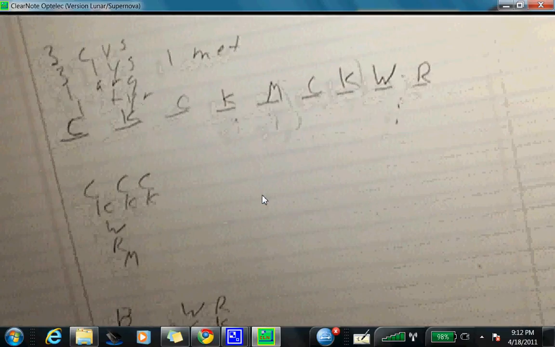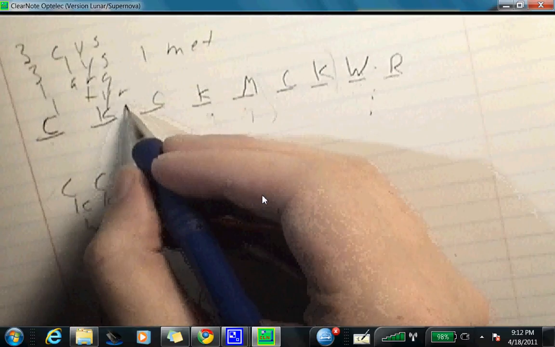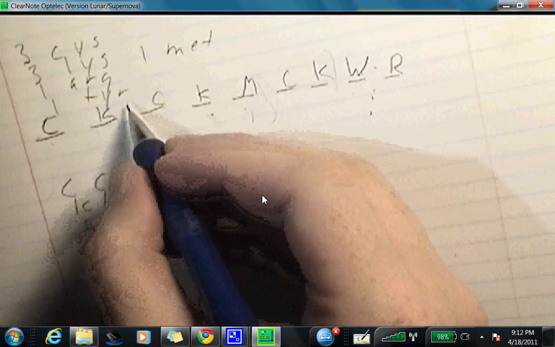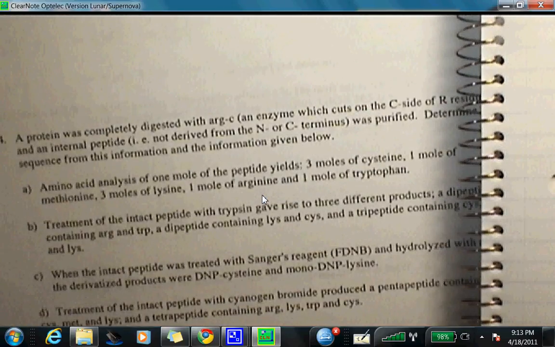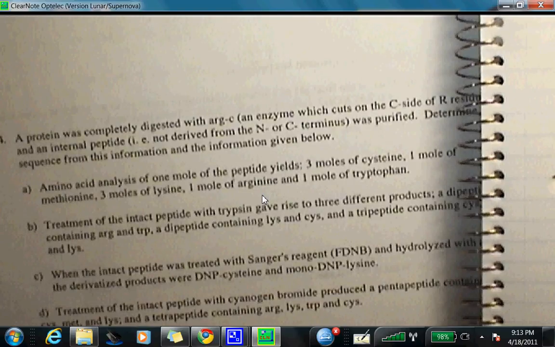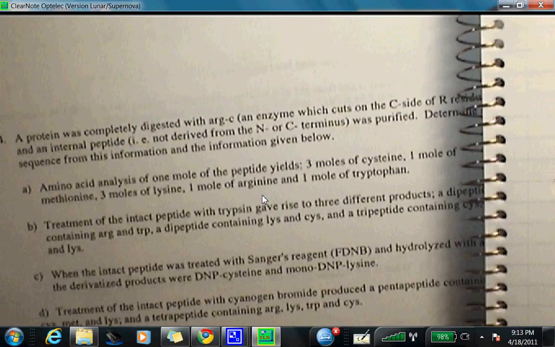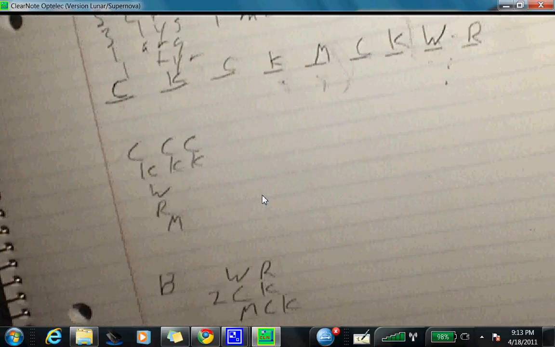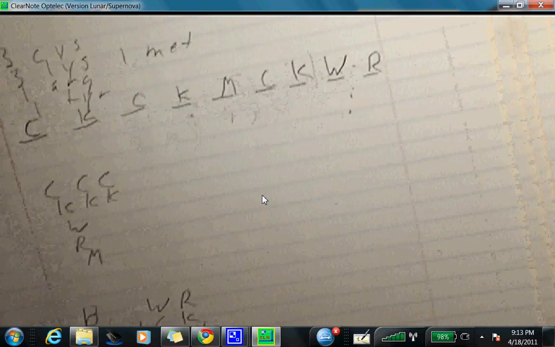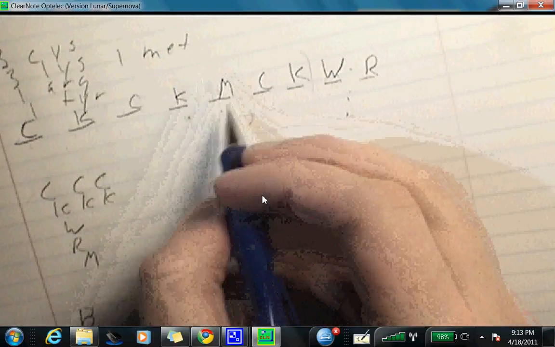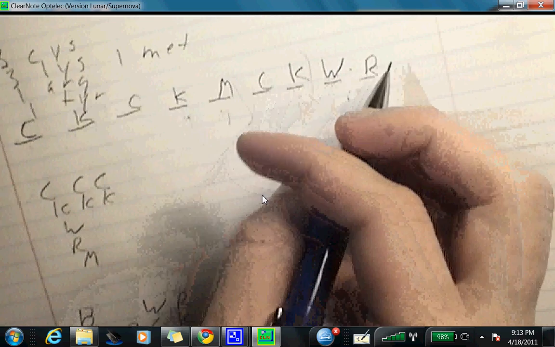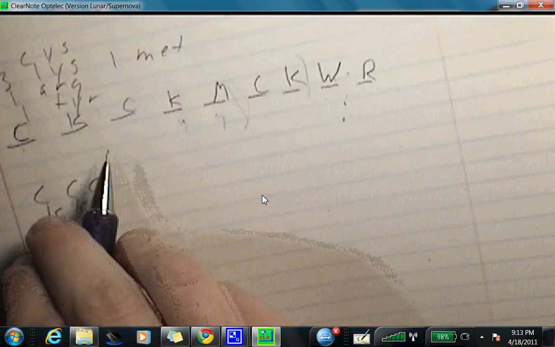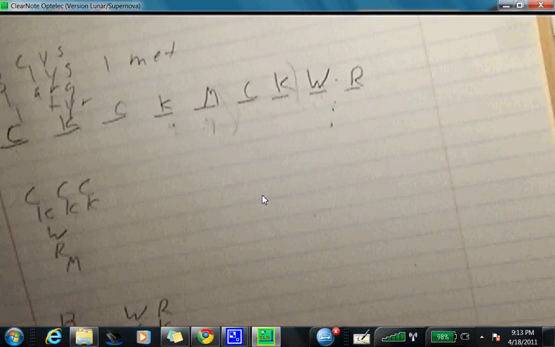So if tryptophan cuts after, what's it called? Trypsin, not tryptophan, sorry, trypsin. It cuts after every K and R. When it cuts after R, it doesn't produce anything new. It cuts after K, K, K, and it's going to give us exactly what we predicted down here.